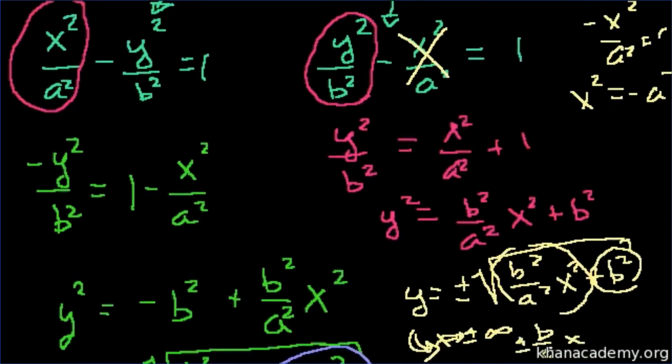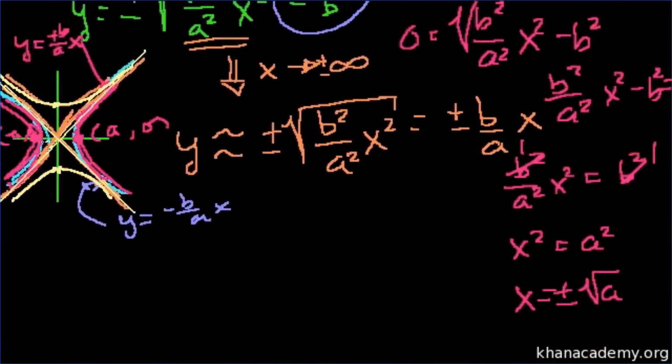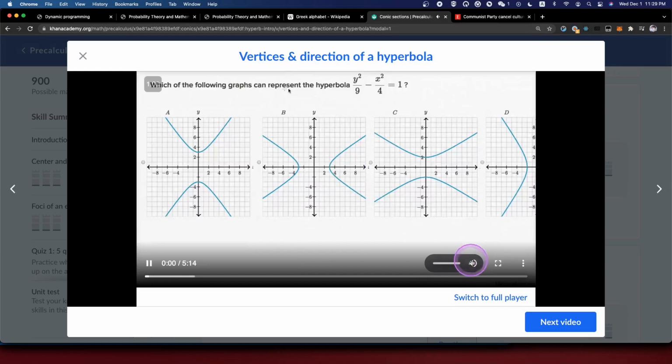So that's the other clue that tells you it opens up and down, because in this case, y could never equal 0. Anyway, you might be a little confused because I stayed abstract with the b's and the a's. In the next couple of videos, I'll do a bunch of problems where we draw a bunch of hyperbolas, ellipses, and circles with actual numbers.